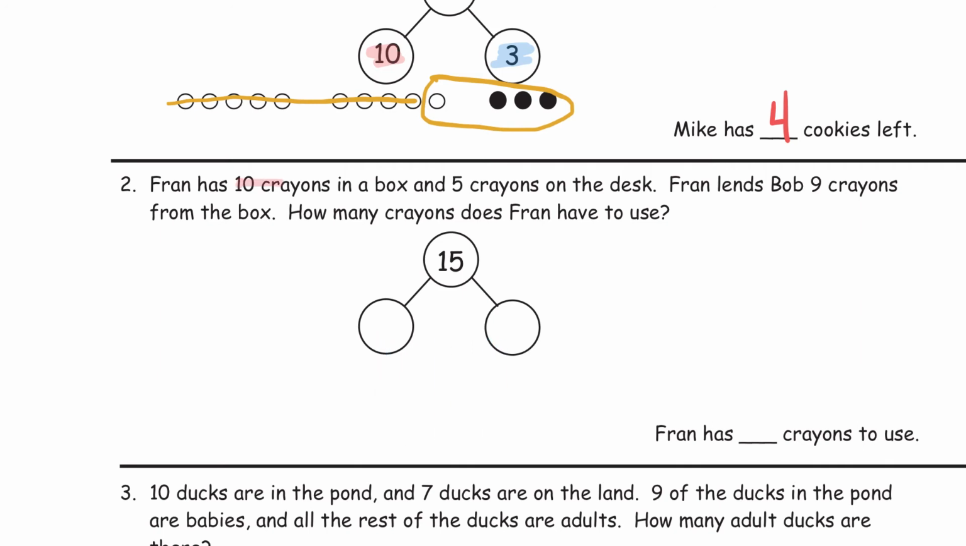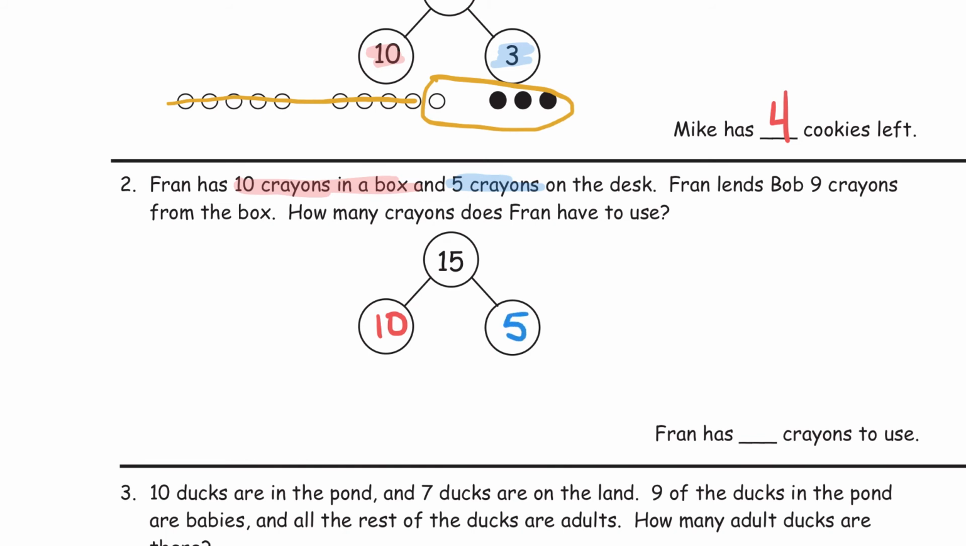So I'm looking and I see he has 10 crayons in a box. So let's put in 10 as one of our parts. And then I look and see, and he has 5 crayons on the desk. So 5 is going to be the next part that we have, 5. So let's put 5 in.